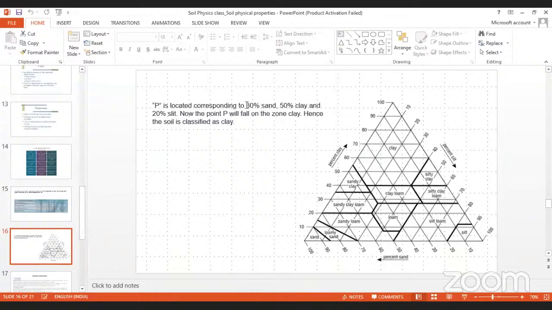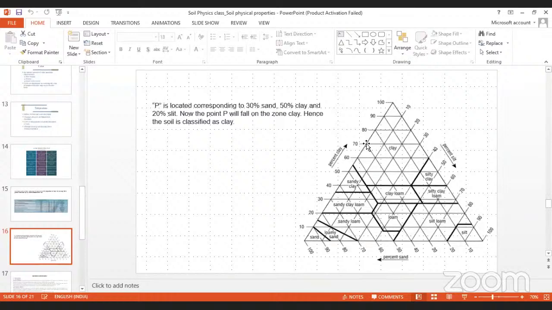For example, I have given 30% sand, 30% sand is this. You can calculate this 30% sand. It will draw a parallel line to silt, that is this line, 30 to 70. You can see my cursor moving. Yes, sir, we can see. So you will draw a parallel line. First, you have to locate 30 here in sand, and then you have to go anti-clockwise, which side is anti-clockwise. That is the silt line, and you have to draw a parallel line from 30 parallel to silt. That is 30 to 70 here.